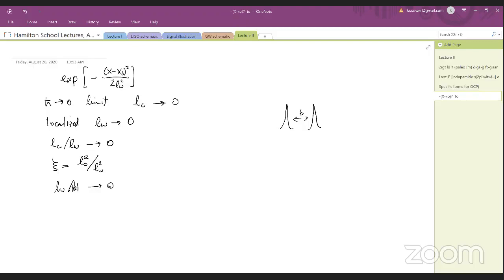And so qualitatively, what we're expecting is that we need to impose the conditions that the Compton wavelength is much smaller than the wave packet size, and in turn is much smaller than, whoops.